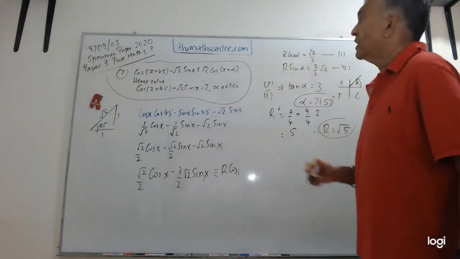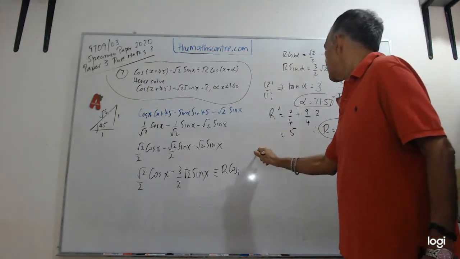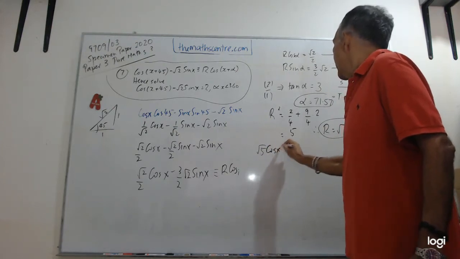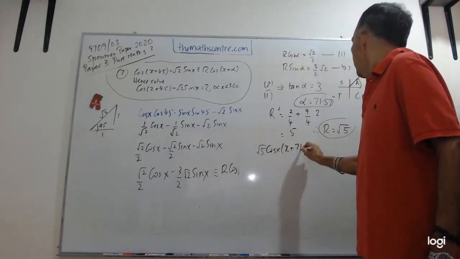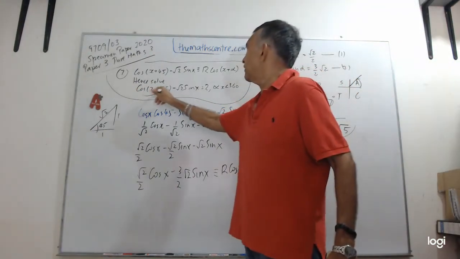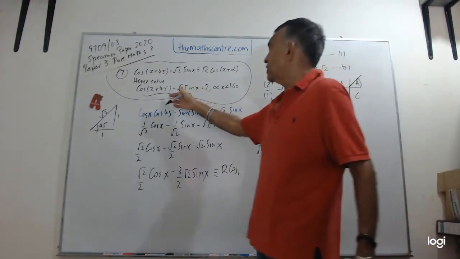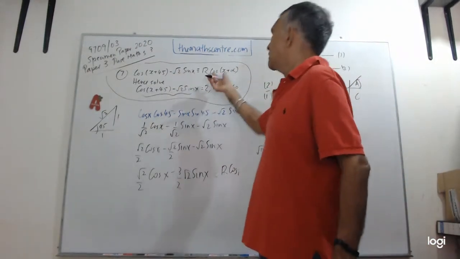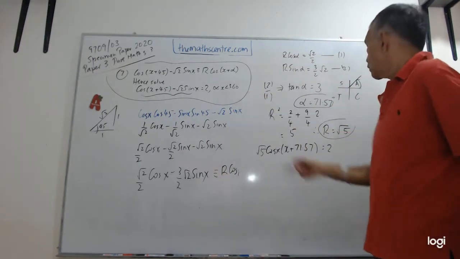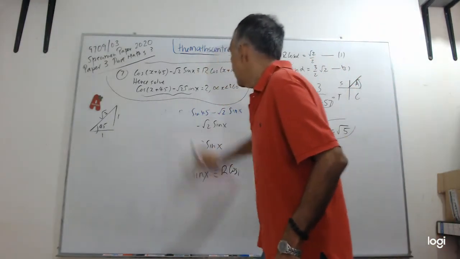We need to solve the second part. That's easy. So we can write it as square root 5 cos x plus 71.57 equals to 2. Because the left-hand side of this equation is the same as this thing here. So I'm just using the R cos x plus alpha, and that will be equals to 2. And then, you know, the rest is easy.